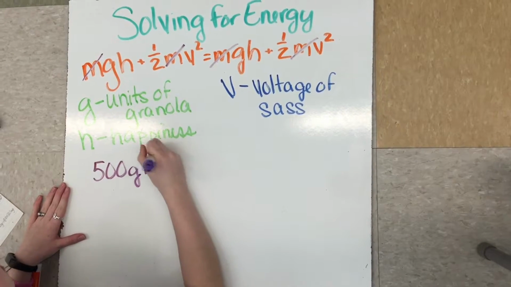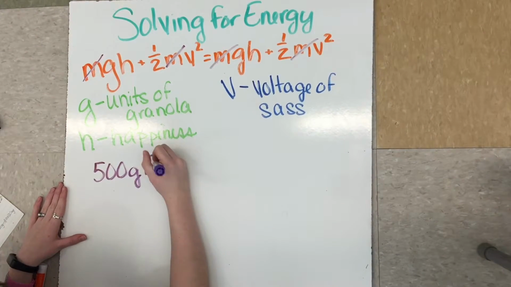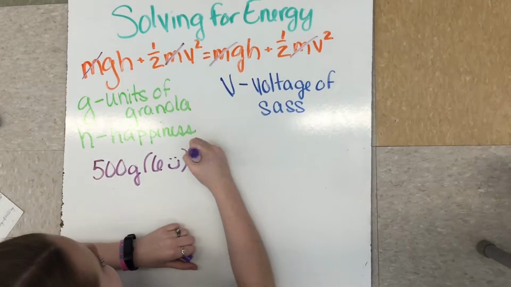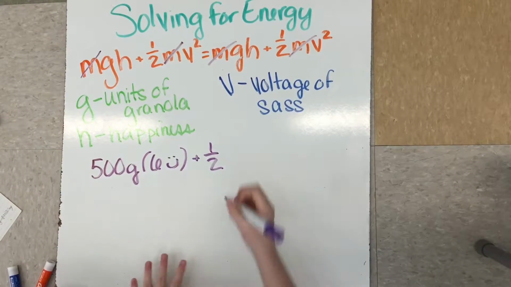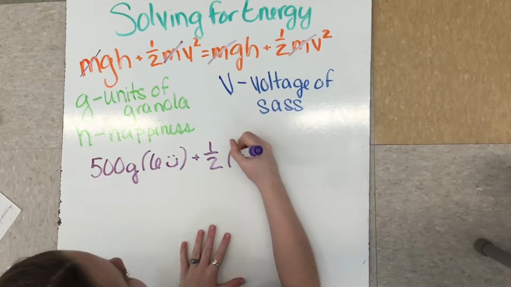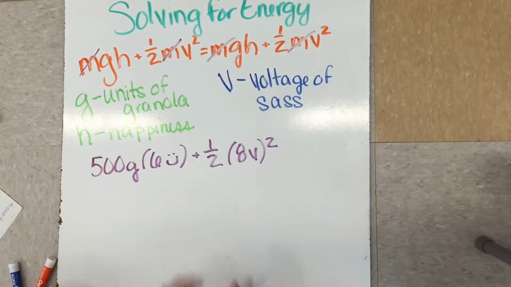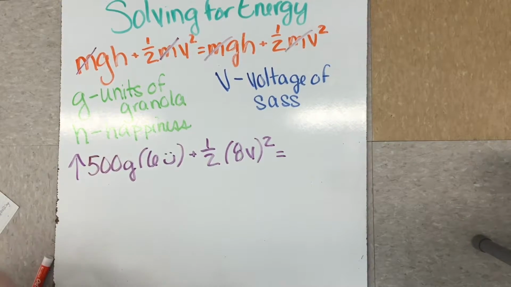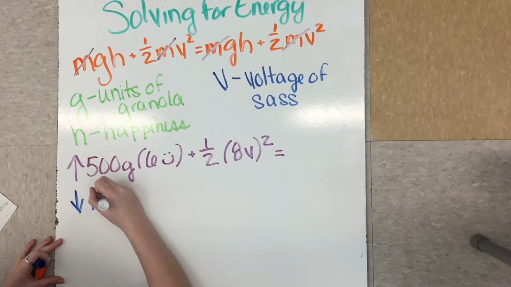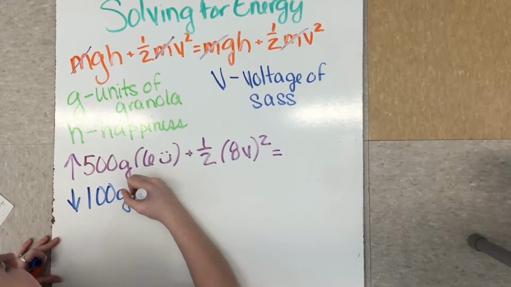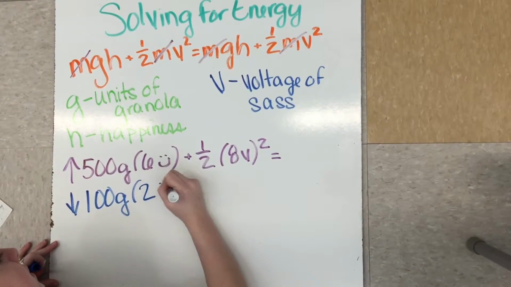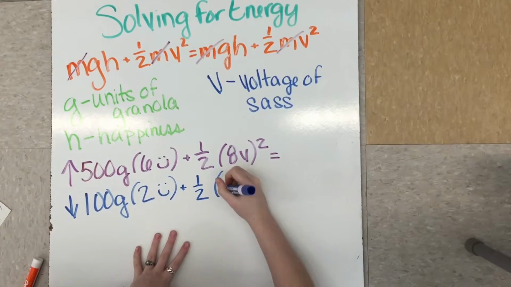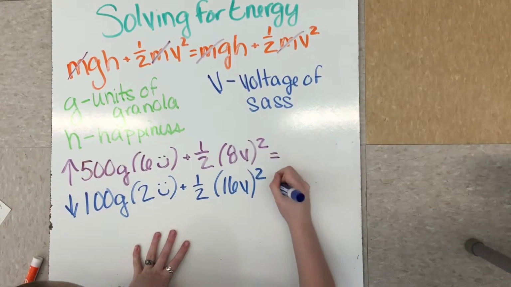If she eats 5 granola bars, giving her 500 Gs, and then is at a 6 level of happiness, plus half of a voltage of sass of 8 volts squared, that would give us a high level of energy. Meanwhile, a low level of energy would be if she ate 1 granola bar, giving her 100 units of granola with only a level 2 happiness, plus half of 16 volts squared of sass.